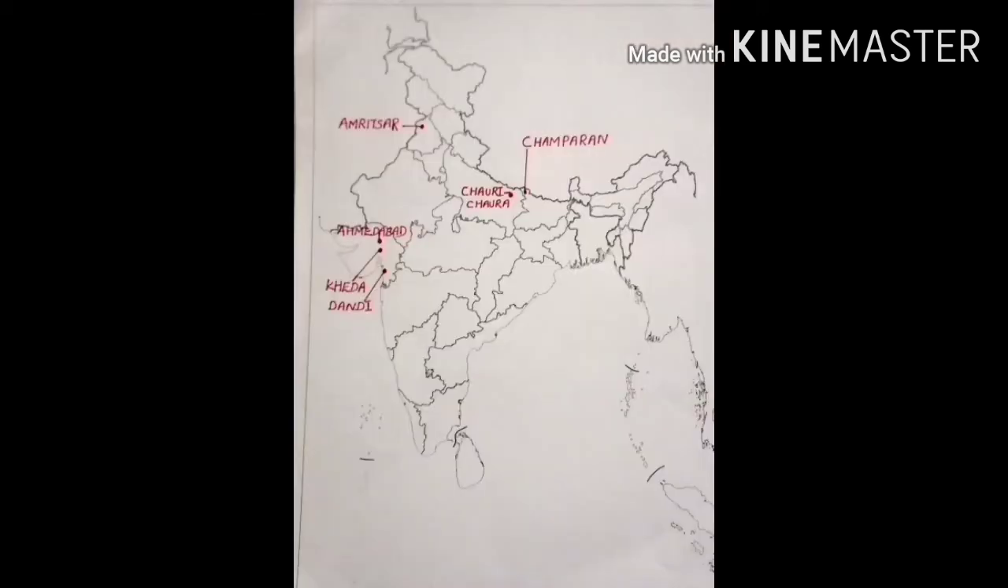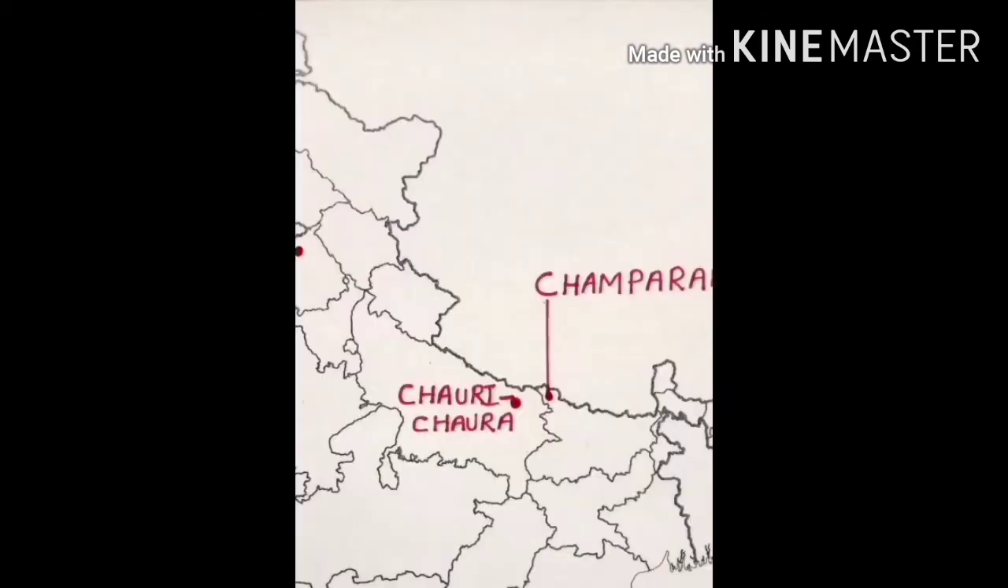Next one, Chauri Chaura, Uttar Pradesh, calling off of the non-cooperation movement. The place related to the calling off of the non-cooperation movement. Answer, Chauri Chaura in Uttar Pradesh. In 1922, Mahatma Gandhi called off the non-cooperation movement because of the Chauri Chaura incident.